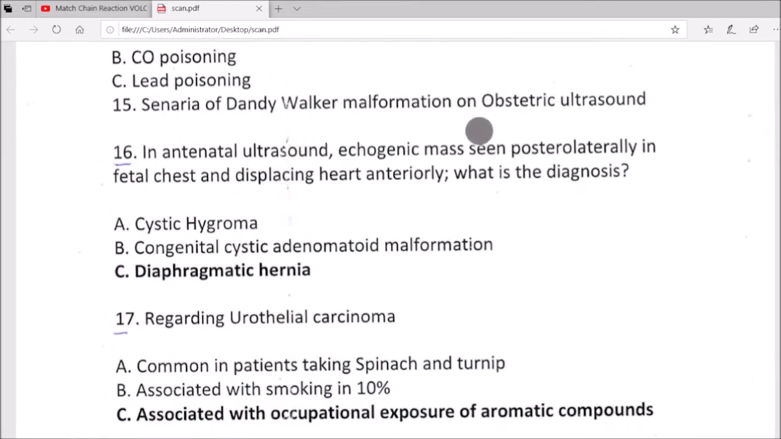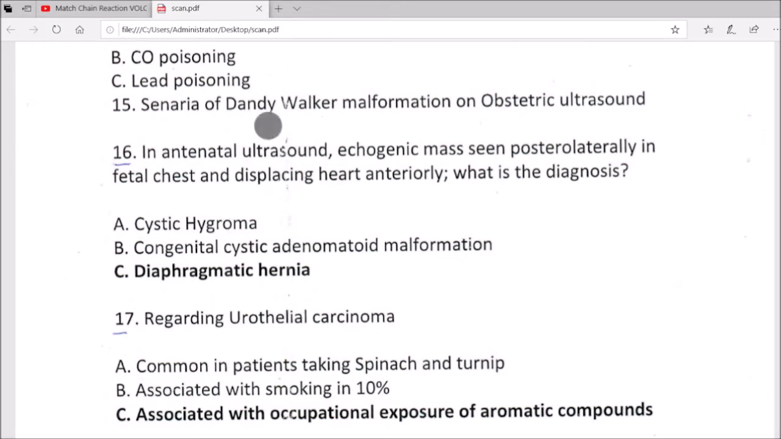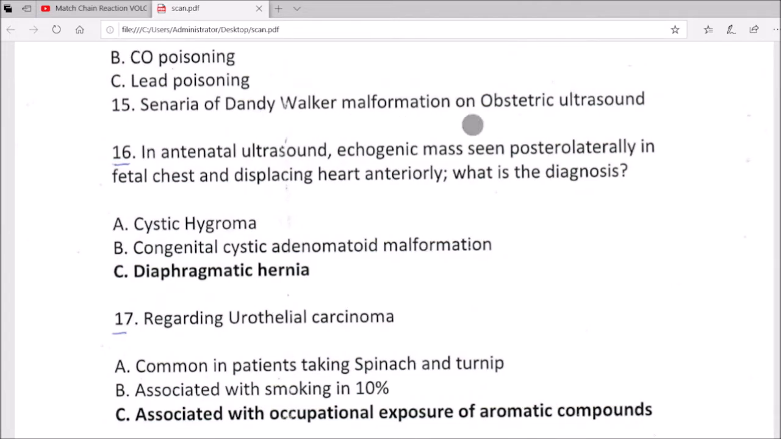15. Scenario of Dandy-Walker malformation on obstetric ultrasound. There will be an enlarged posterior fossa, vermian hypoplasia, and absence of the corpus callosum.